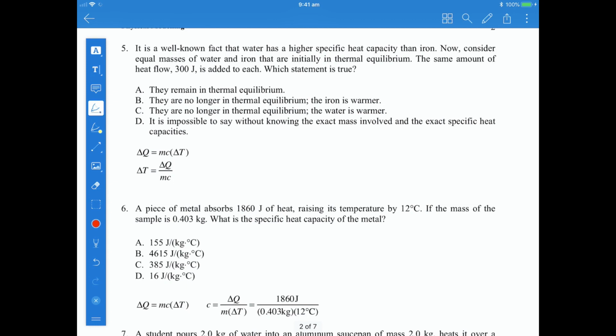Number 5. It's well known that water has a higher specific heat than iron. Now consider equal mass of water and iron that are initially in thermal equilibrium. So it means now the equal mass of water and iron are in thermal equilibrium. It means they have the same temperature. Same amount of heat flow is added to each.